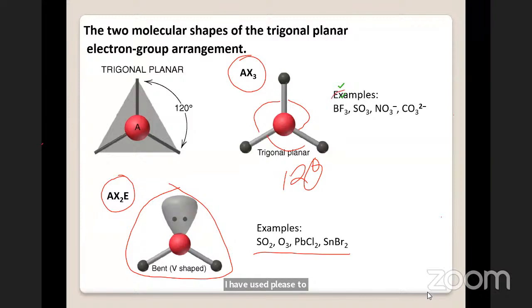I have used that to explain. And these are distorted forms of other structures giving us trigonal planar. How do we come about that?